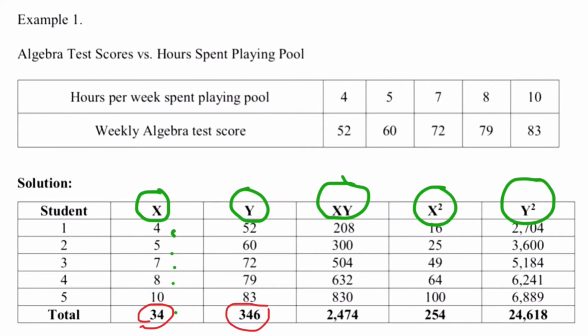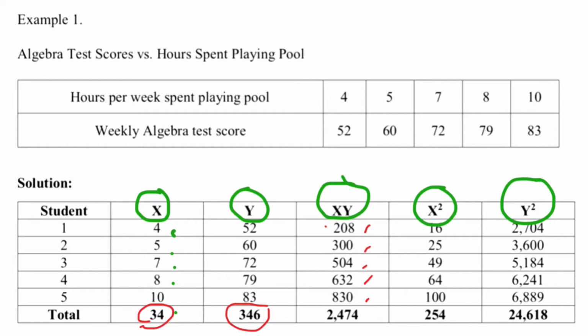So in order for us to get the X times Y, we have to multiply this data, yung values ng X and the values of Y, yung ordered pairs. So 4 times 52, we would get an answer of 208. 5 times 60 is 300. 7 times 72 is 504. 8 times 79 is 632. 10 times 83 is 830.